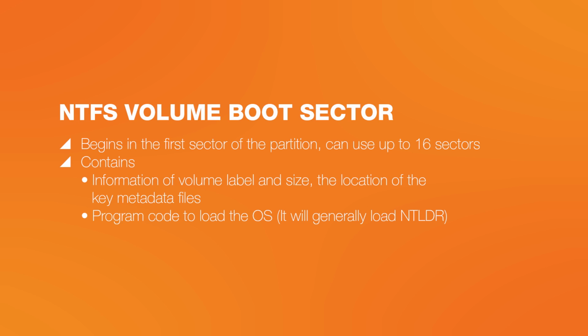The key component of NTFS is the master file table, or MFT. Like the boot record from a FAT file system, an NTFS volume boot sector begins in the first sector of the partition, and can use up to 16 sectors. It contains the cluster size, the address of the MFT in logical sector numbers, and the address for the MFT mirror, which contains copies of the first 4 entries from the MFT as a backup. If the partition is bootable, the boot sector also contains the program code to load the NT loader.